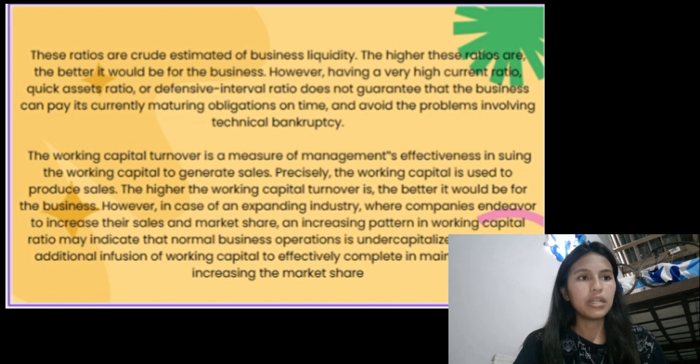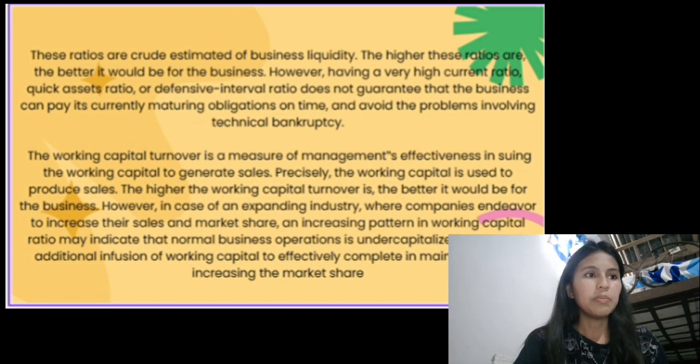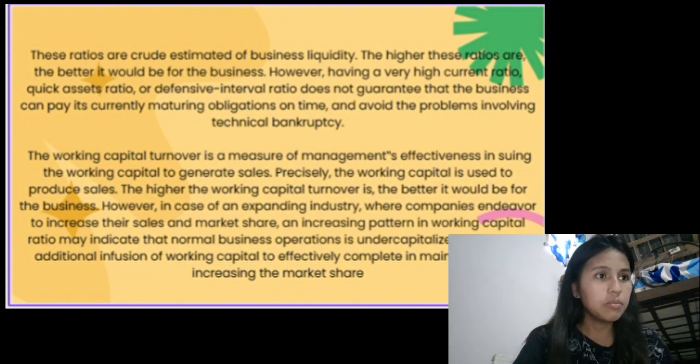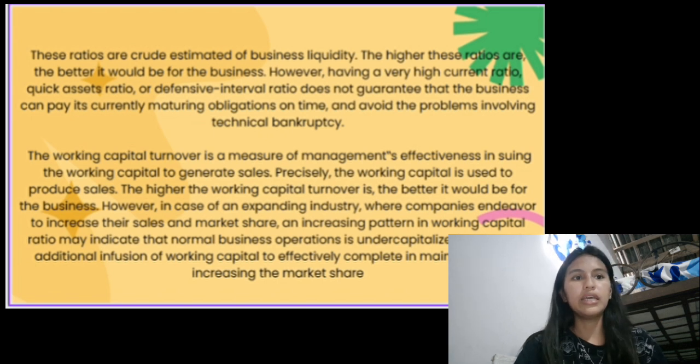However, in case of an expanding industry where the companies endeavor to increase their sales and market shares, an increasing pattern in working capital ratio may indicate the normal business operation is undercapitalized and needs additional infusions of working capital to effectively compete in maintaining and increasing the market shares.